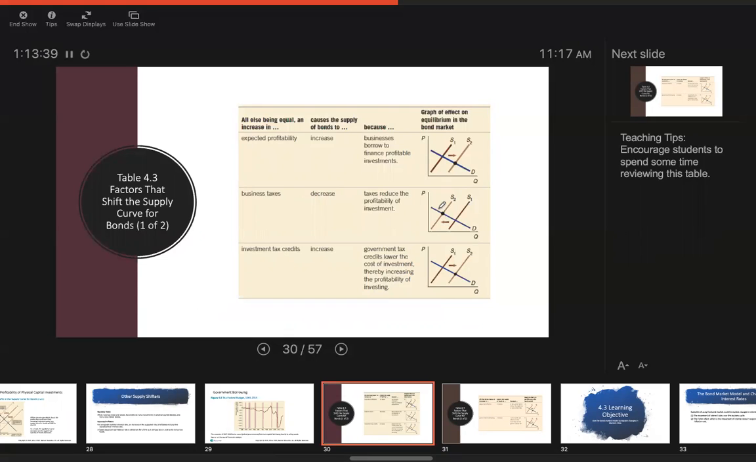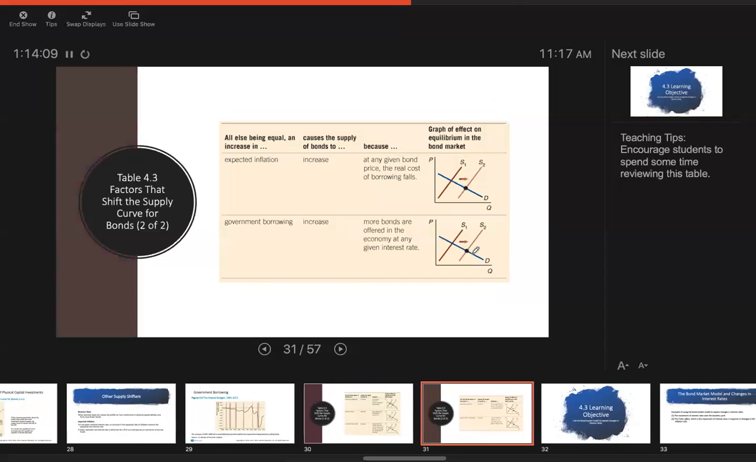If investment tax credits increase, if government is inducing firms to invest more by giving them tax credits for these investments, that again increases the supply of bonds, because it lowers the cost of investment, and in turn there is increased profitability of these investment opportunities, so they might want to borrow more money. That's represented again by a rightward shift in the supply curve of these bonds.